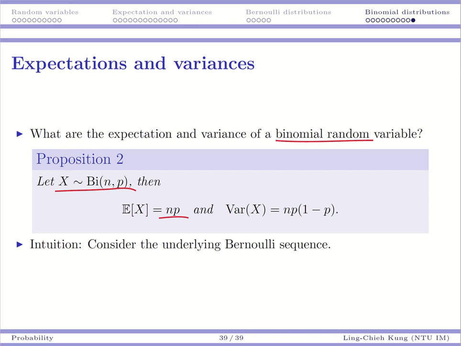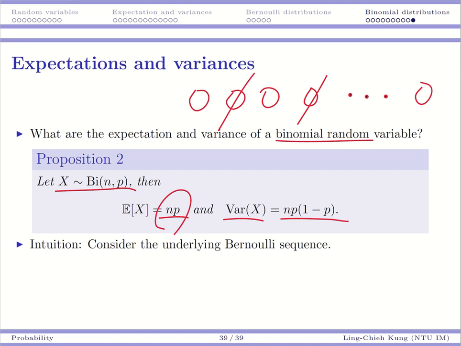You toss a coin 20 times. Each time you have a chance of 1/2 to see a tail. Then what's the expected number of tails you may see? 10. Because you have 20 trials, and in expectation, every 2 trials you see a head. So in 20 trials, you expect to see 10 heads. That makes sense. Or also, here, you have variance.